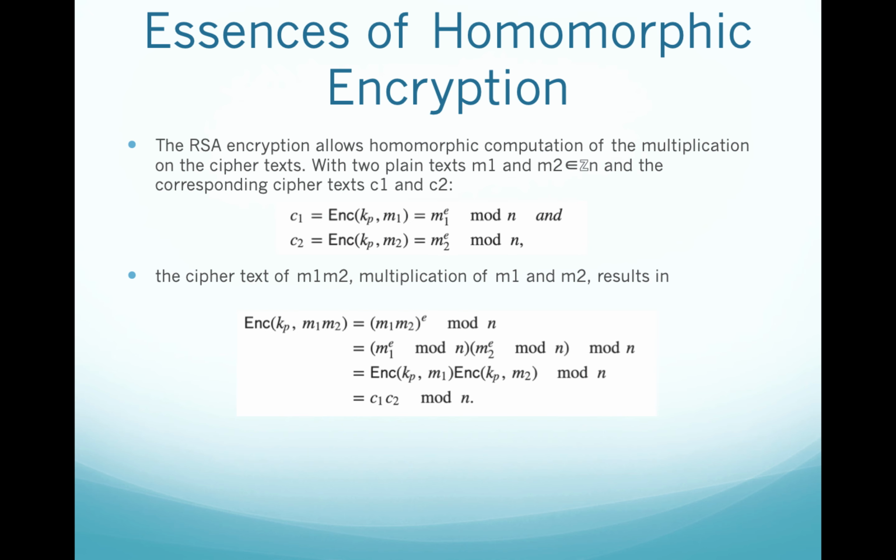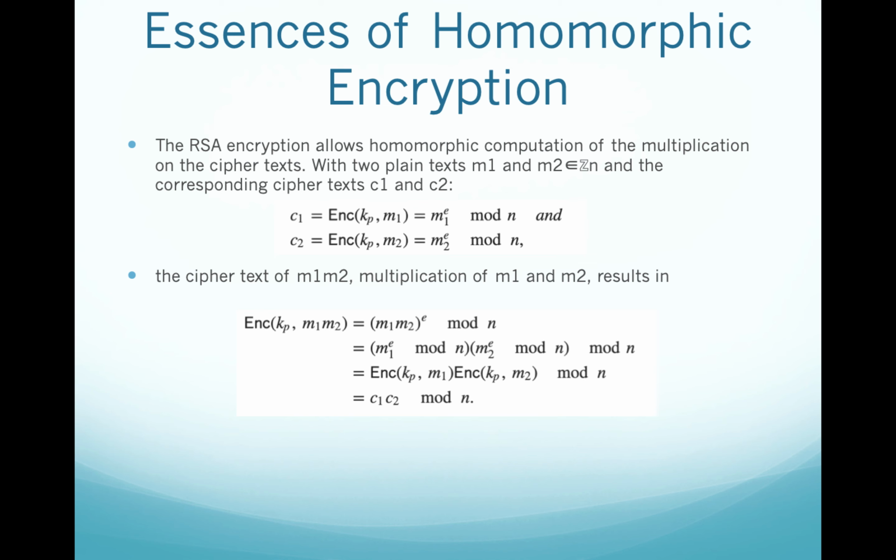So this encryption is what allows the homomorphic computation of the multiplication on a ciphertext. It's with two plaintexts M1 and M2, which exist in Zn. And so that's what we're going to get. Our C1 is going to be equal to our encryption KP M1, which is equal to M to the E1 mod N.